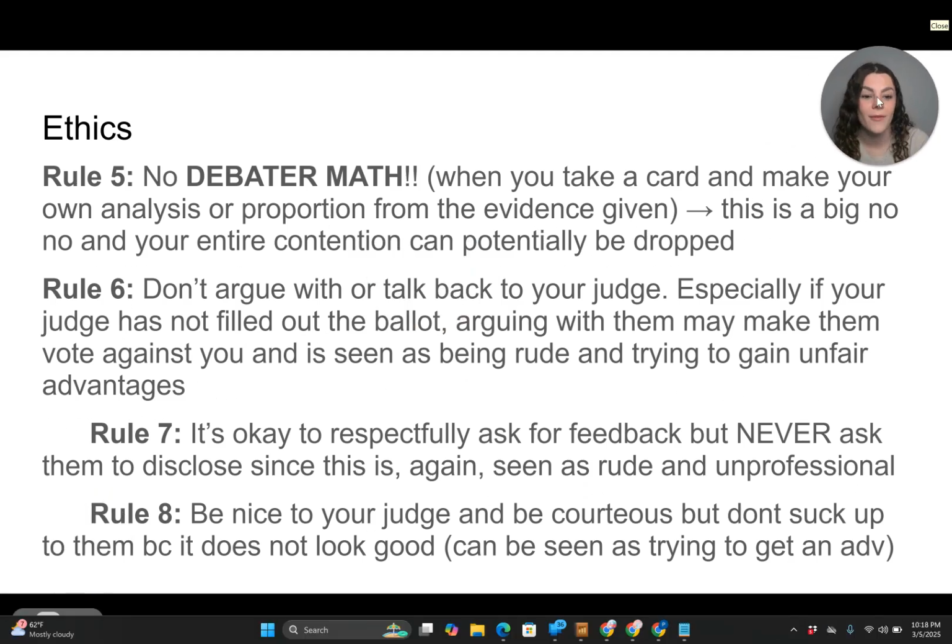Alright, rule number 5, no debater math. A lot of kids have an issue with this. Let me give you an example of what debater math entails. This one year, again, the year about religious beliefs and practices, I was talking about wars and how they are primarily self-interested. My opponent comes back with some debater math.